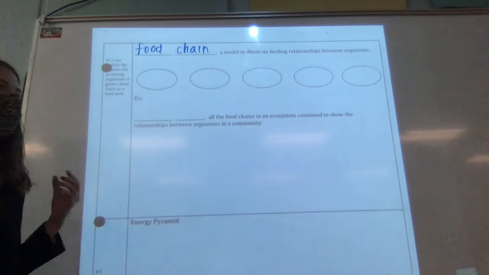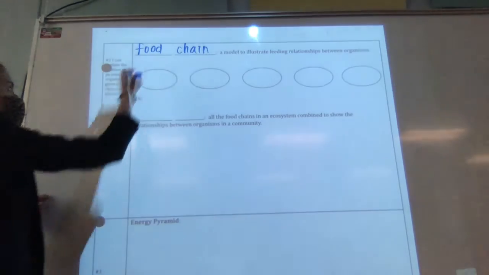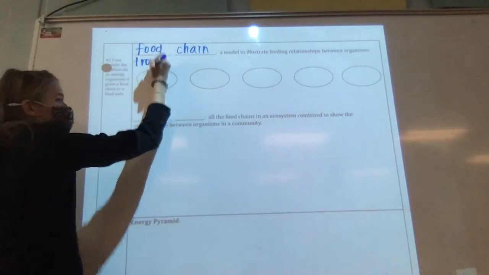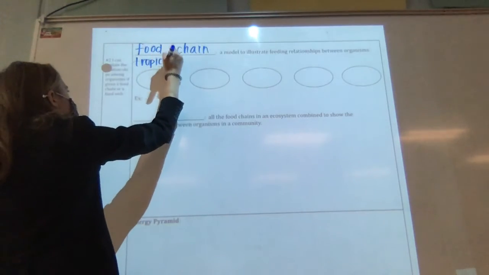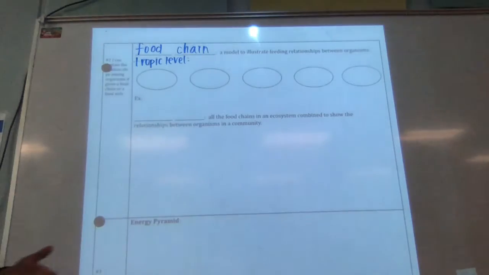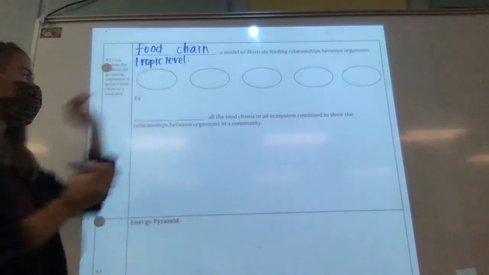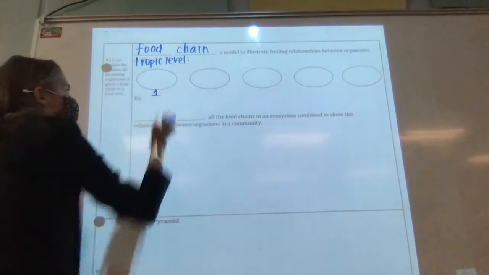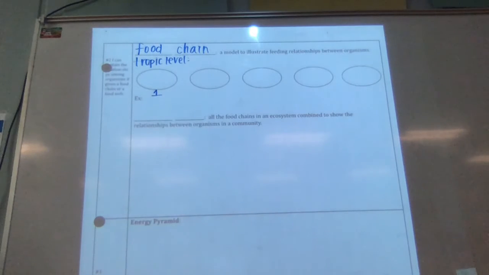Okay? And there's different levels of a food chain, and these are called trophic levels. Trophic levels, yes. Okay, and a trophic level is just the level on the food chain. So we're going to start at our very lowest trophic level, trophic number 1. And trophic level number 1, what's the lowest thing on the totem pole called?